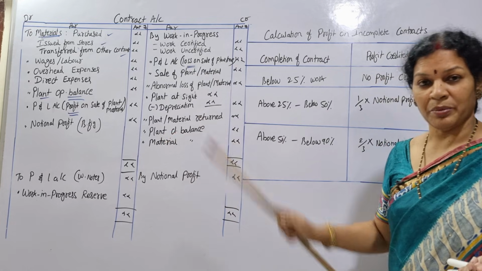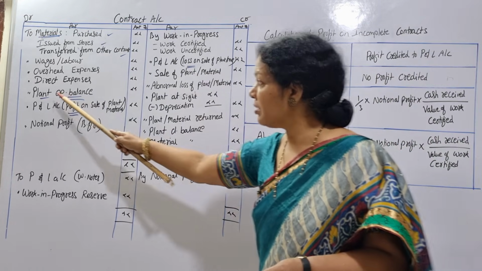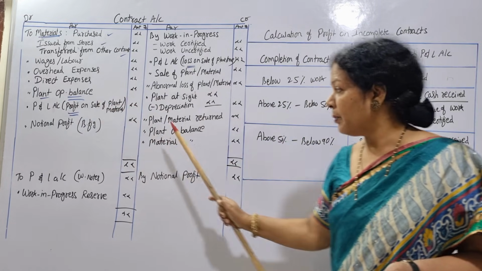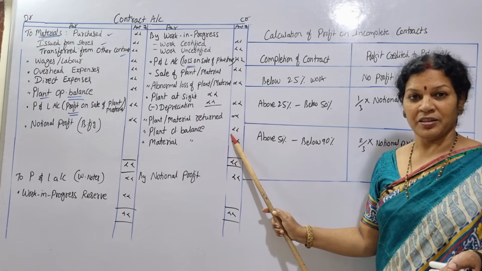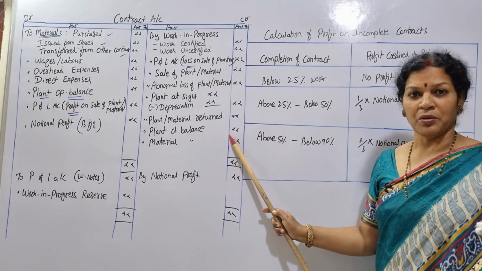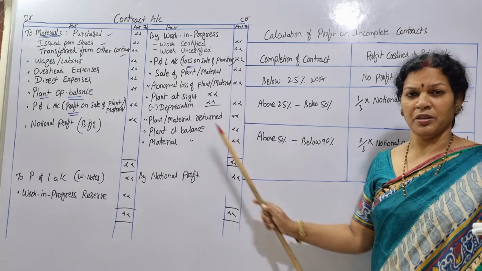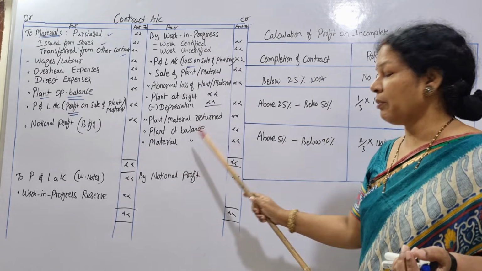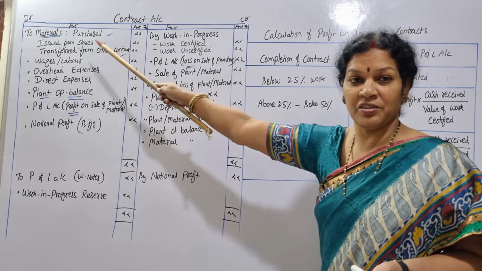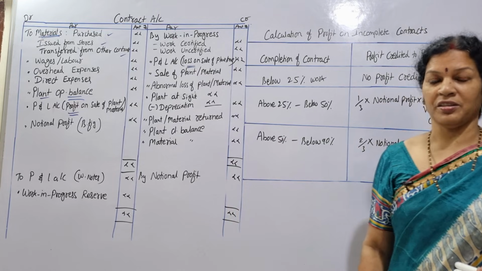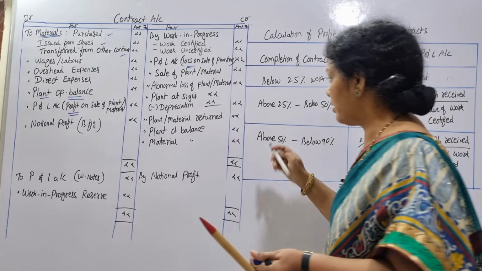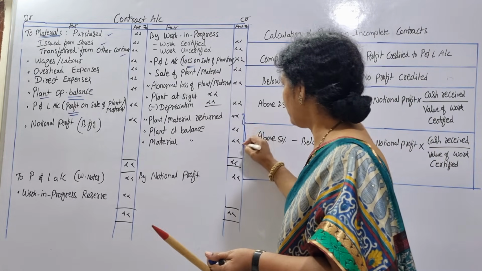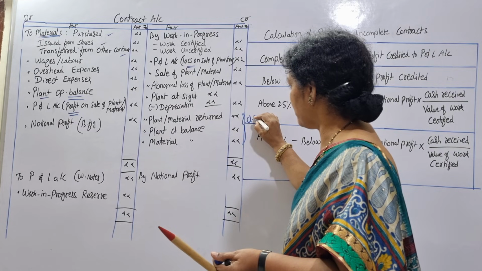Then plant closing balance. Plant opening balance is here on the debit side, and plant closing balance is on the credit side, just like opening stock and closing stock. Remember this point. In the same way, material also: material opening balance is there, closing balance is here. These three are at the end of the year, closing balances you can say.